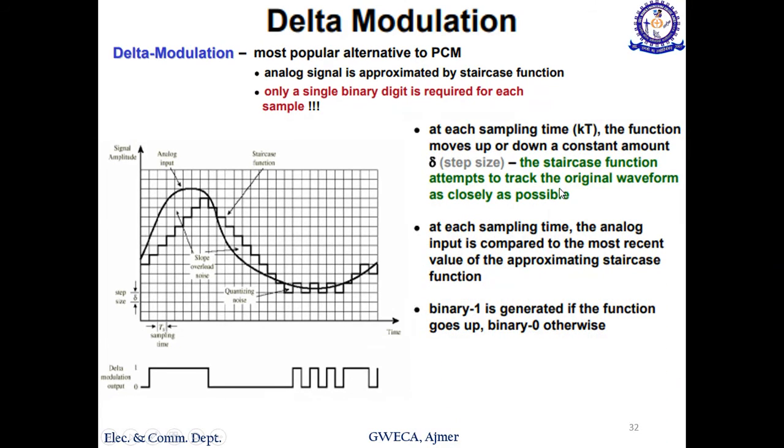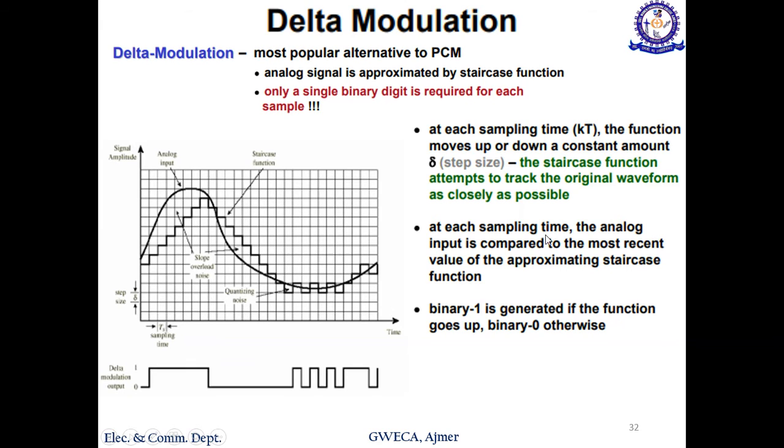So at each sampling time, the function moves up and down by a constant amount, delta. Delta is the step size. The staircase function attempts to track the original waveform as closely as possible. Our main objective is to replicate the analog signal in the staircase output.